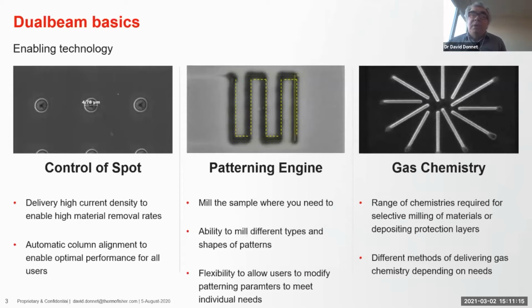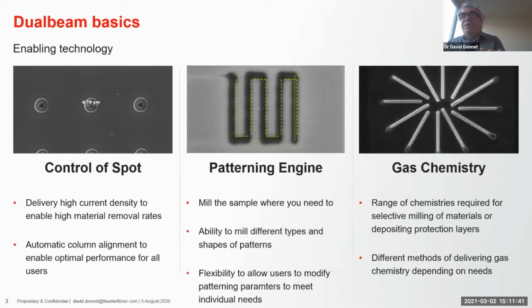We need to be able to mill different types of materials. We need to have different types of patterns. So a box pattern, cross-section pattern, we need to be able to mill lines, circles, all sorts of things. And we need flexibility to allow users to modify these patterns so that they can remove material or deposit material to meet their individual needs.